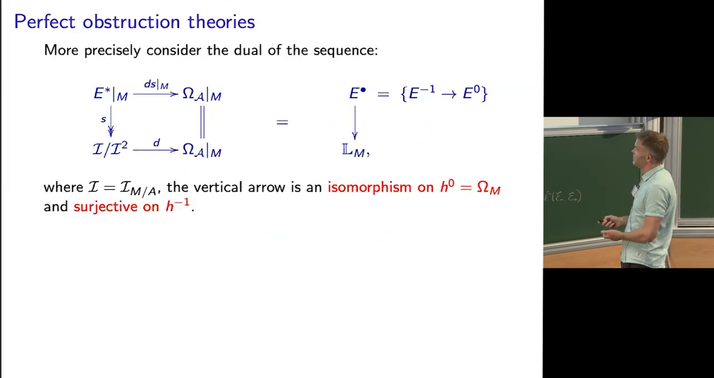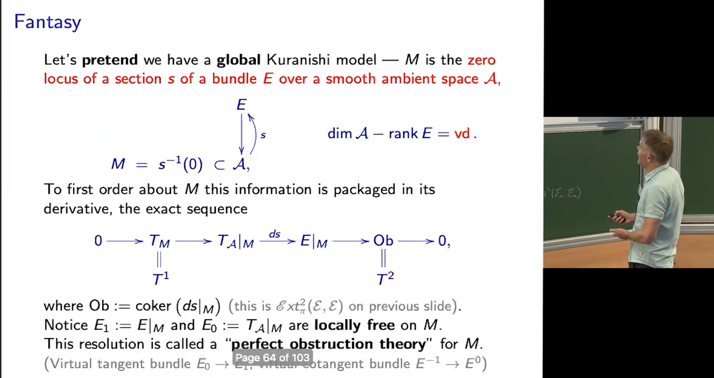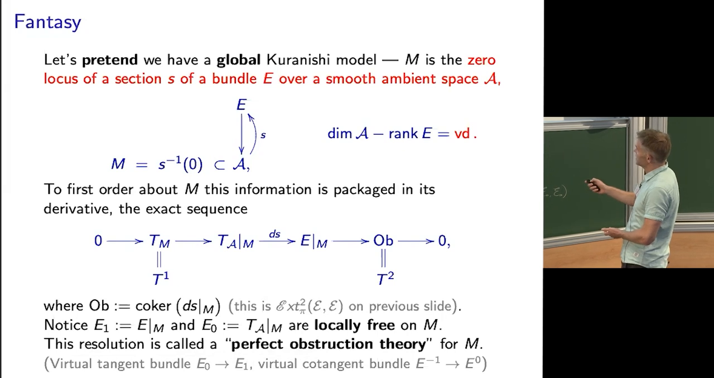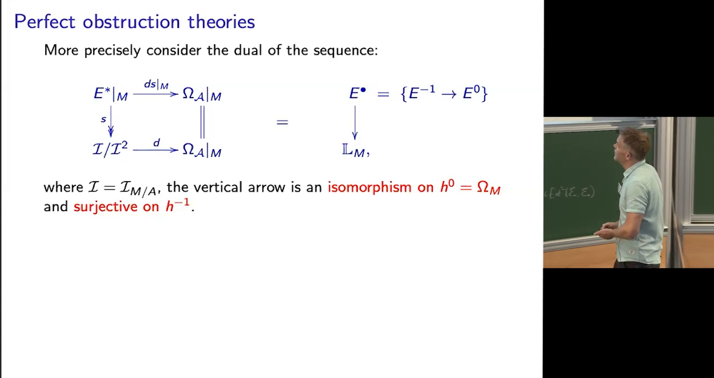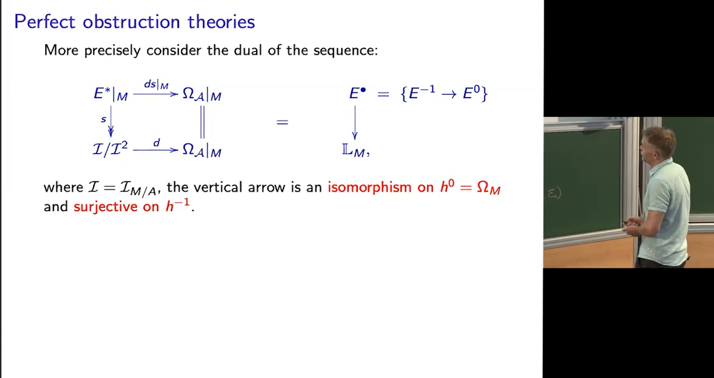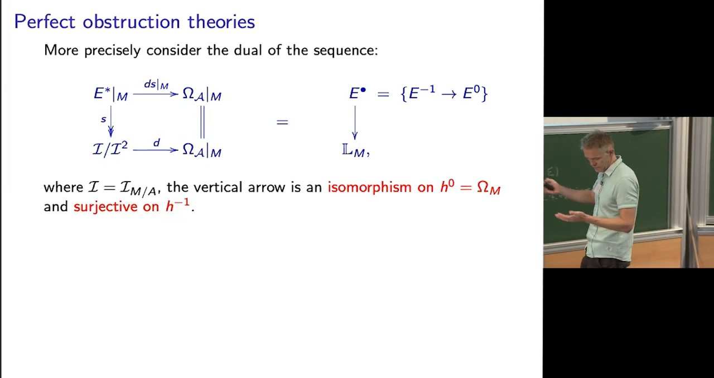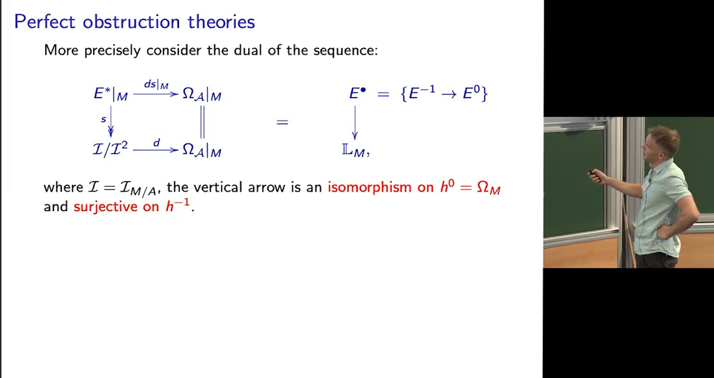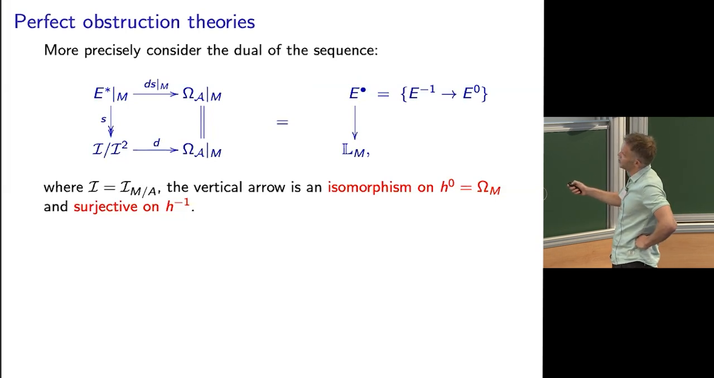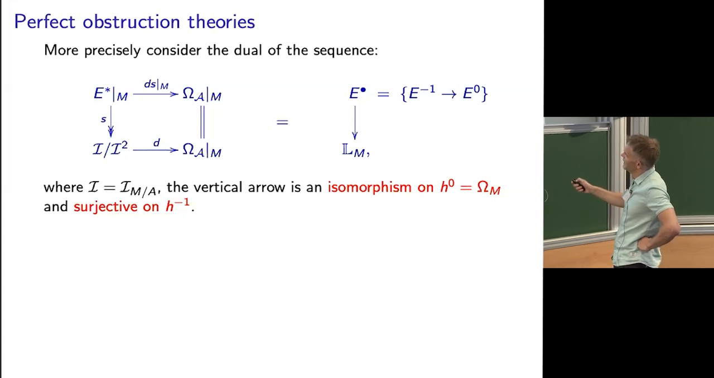Okay, so because it's algebraic geometry, we dualize everything. So instead of taking TA and E, or E lower 0 and E lower 1, we take their duals. So this is E upper minus 1 and E upper 0. And we map them. The correct way to express that resolution is to consider this map to this object here. So this I here is the ideal sheaf of M inside A. That should be a curly A. This is the cotangent bundle of A.